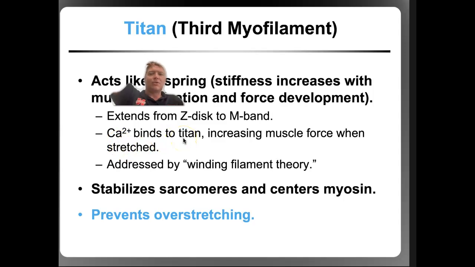Calcium binds to the titin, and we'll learn tomorrow that an action potential releases calcium into the muscle, into each individual fiber, and then it binds to the titin, which increases the amount of force. Sometimes it's called the winding filament theory. And really the thing you need to know about titin is that it prevents overstretching.